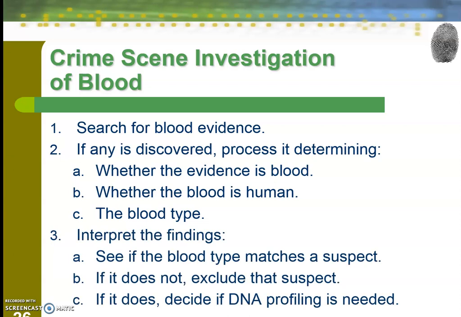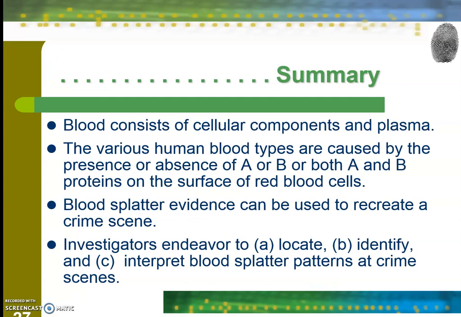So, crime scene investigation of blood: investigators look for blood evidence if there's any possible when they arrive at the crime scene. If there is, they need to determine, is it human blood or is it animal blood? What blood type is it? And then interpret those findings to figure out if it's beneficial information to them and what steps they need to follow in finding that suspect.